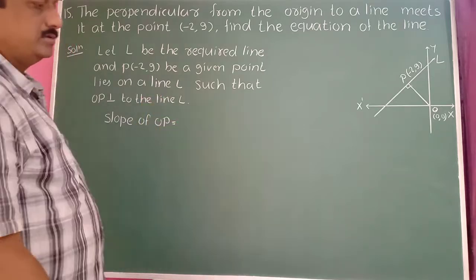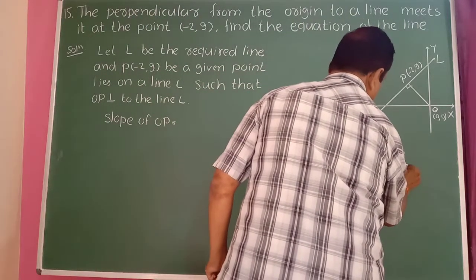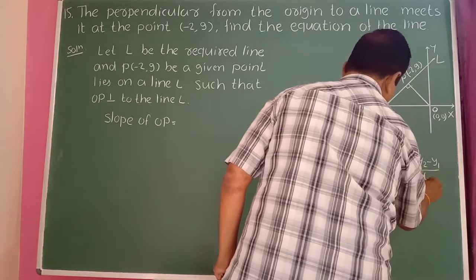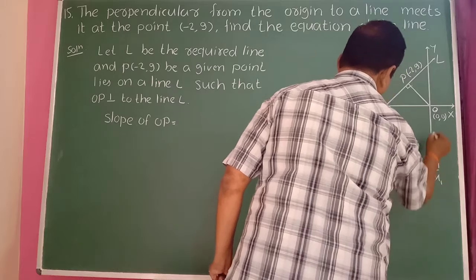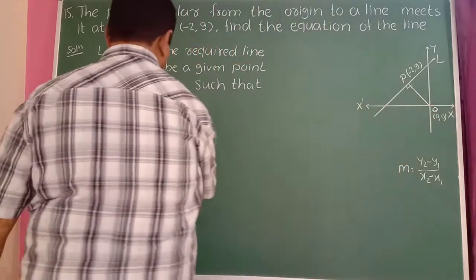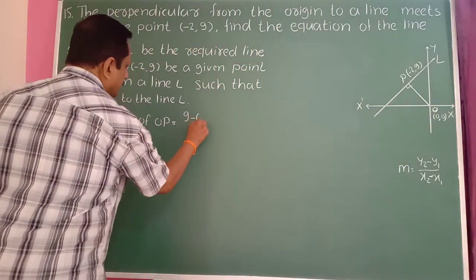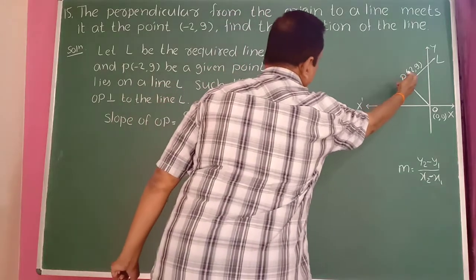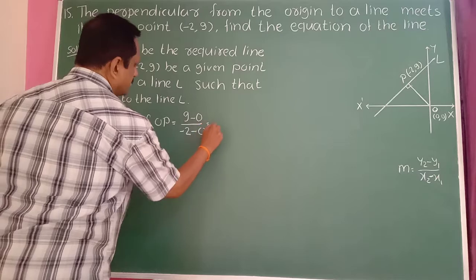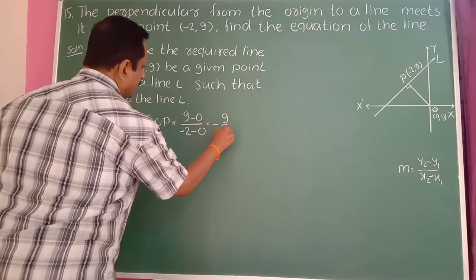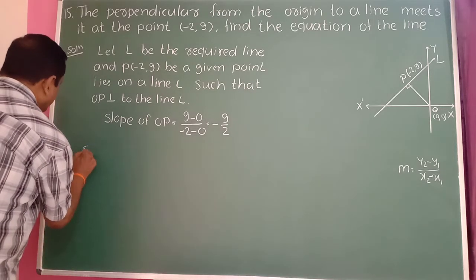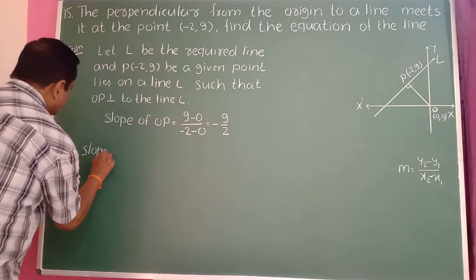OP is equal to, you know this formula, slope m is equal to (y2 minus y1) divided by (x2 minus x1). Here the origin is (0, 0), so 9 minus 0 divided by -2 minus 0. That is minus 9 divided by 2, minus 9 upon 2.